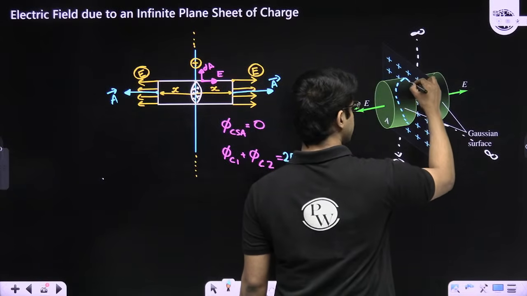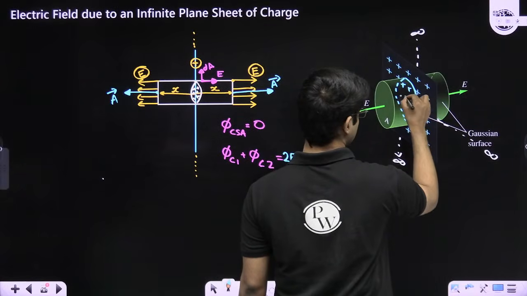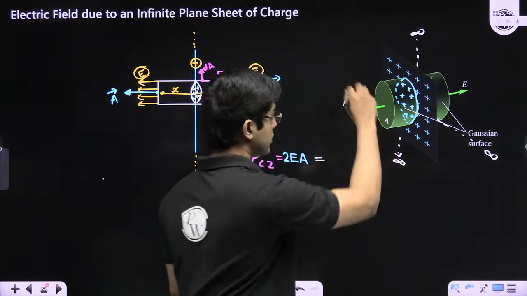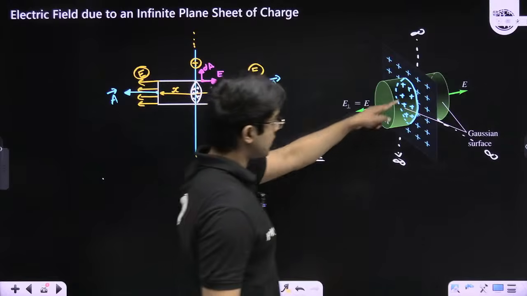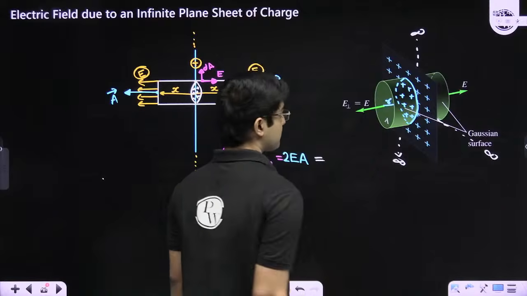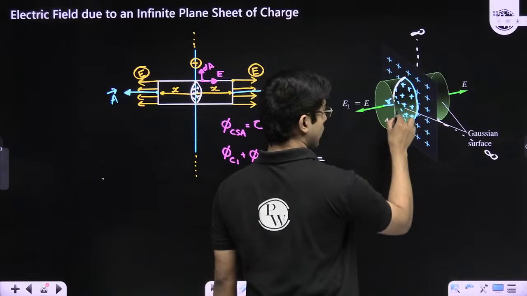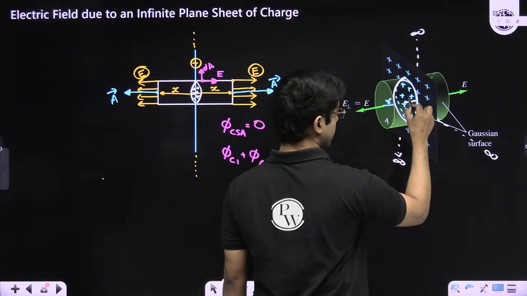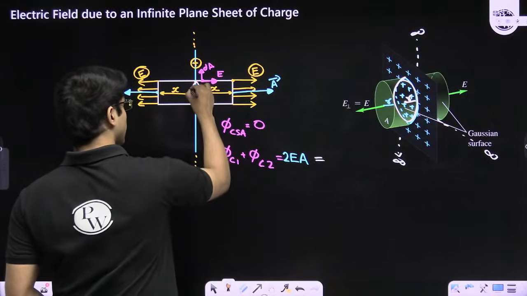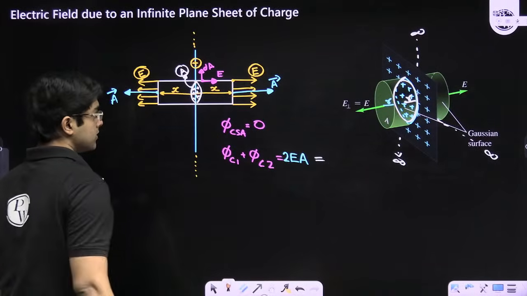So basically this common circle, the intersection of this cylinder with that sheet, will be a circle whose radius is equal to the radius of the cylinder. If the radius of the cylinder is r, on this common circle also the radius will be r. So the area of this part will also be the same area A, the area of the cylinder.